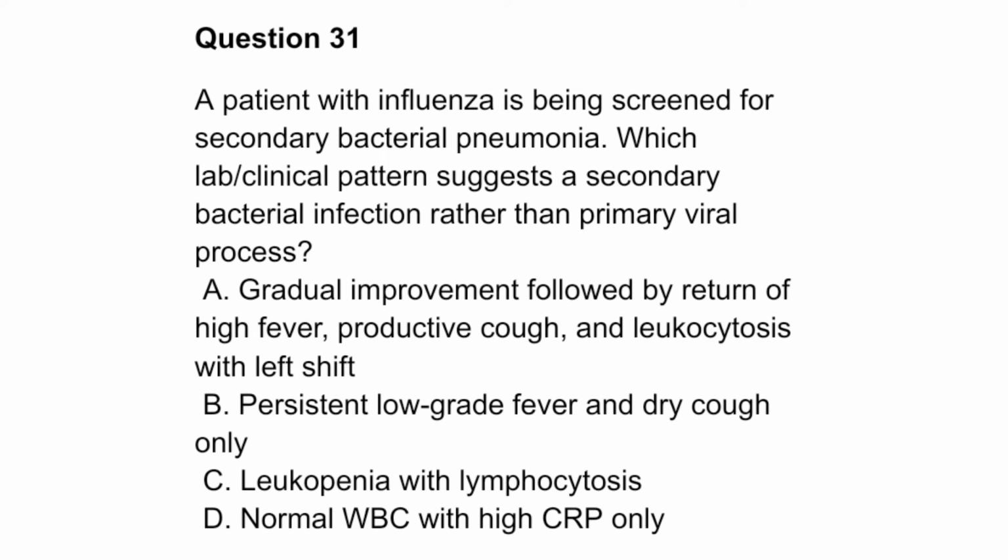Question 31. A patient with influenza is being screened for secondary bacterial pneumonia. Which lab/clinical pattern suggests a secondary bacterial infection rather than primary viral process? A. Gradual improvement followed by return of high fever, productive cough, and leukocytosis with left shift. B. Persistent low-grade fever and dry cough only. C. Leukopenia with lymphocytosis. D. Normal WBC with high CRP only.